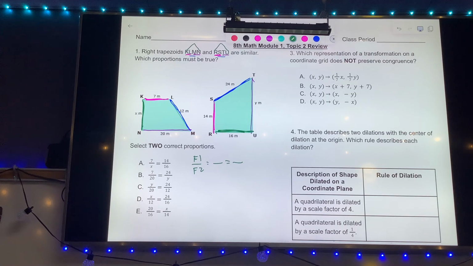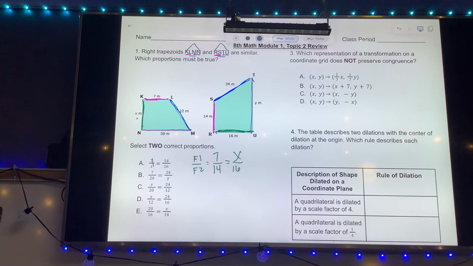So if I'm looking at this, I see they picked 7 and X. They might have put it up and down, but that's totally fine. So I'm going to say on my figure 1, I'm choosing 7 and X. I then look to see what matches on figure 2. 7 matches 14 and X matches 16.